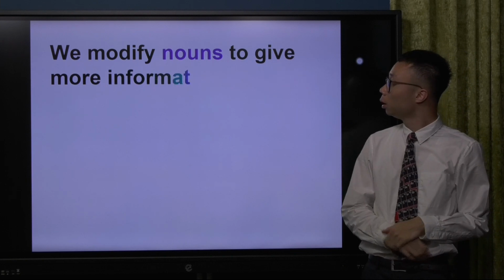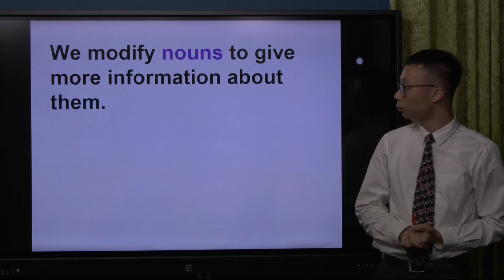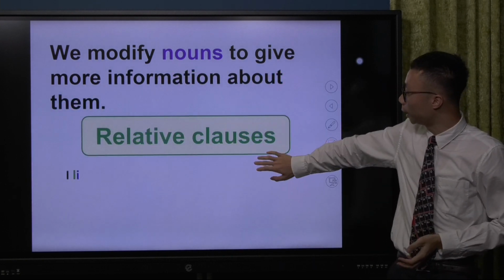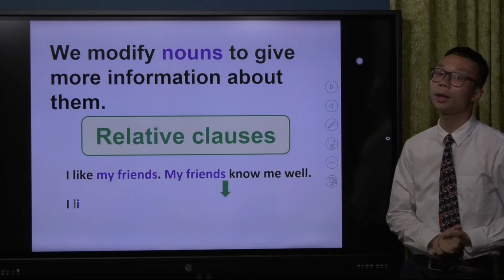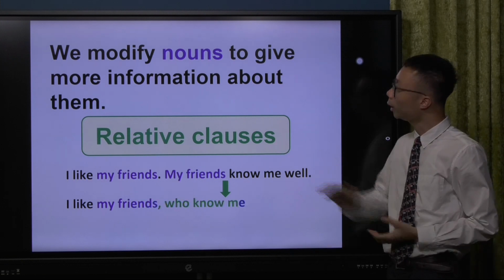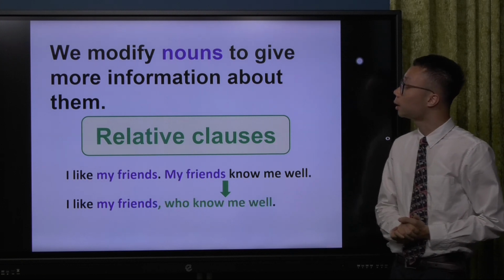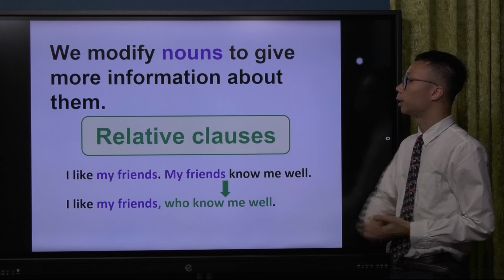And then we are also going to talk about the relative clause. Here, we modify nouns to give more information about them.